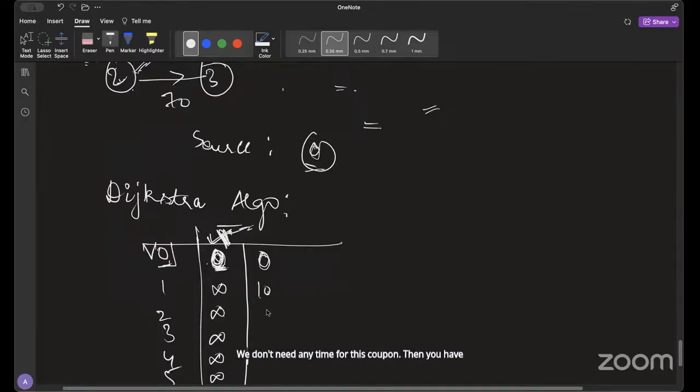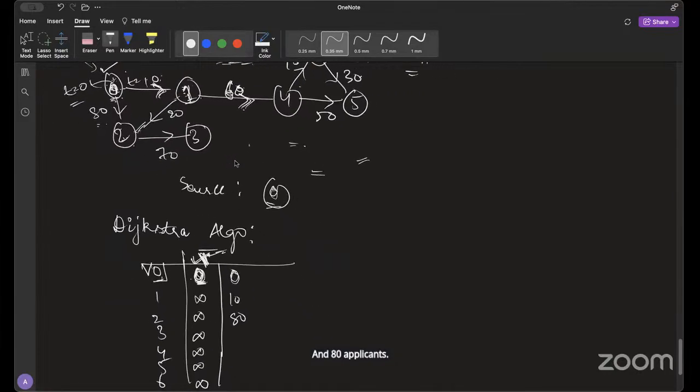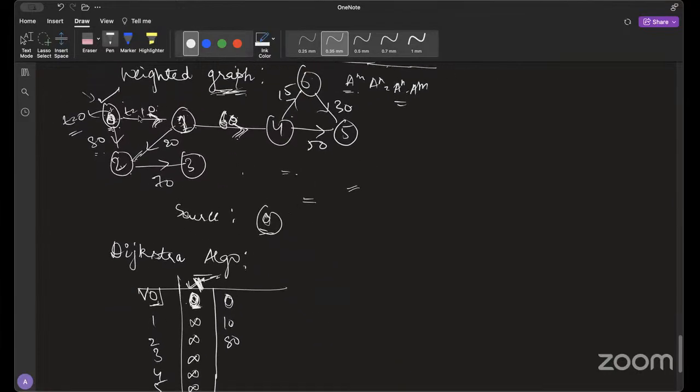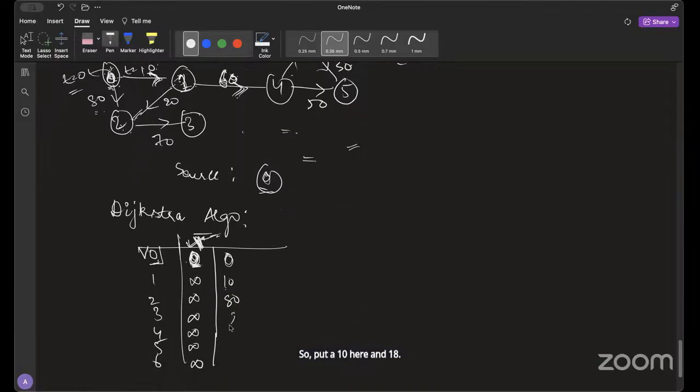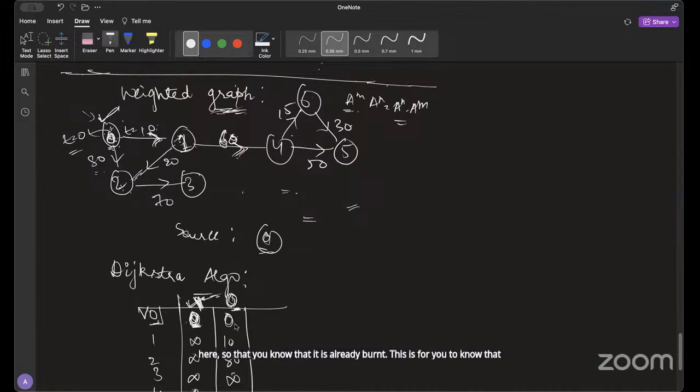And then you have a 10 here and an 80 here. Because you just take the direct edges, the ones that are directly connected to this vertex. So this is directly connected and this is directly connected. So put a 10 here and 80 here, and put everything else to be infinite. And you just write down the vertex that is already burned. So 0 is already burned. You have picked it and just write it here so that you know that it is already burned and the time is 0.